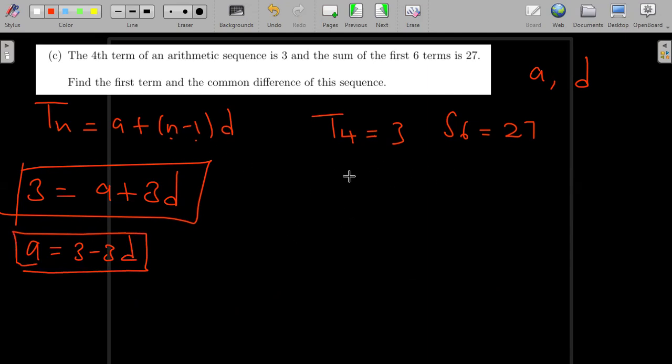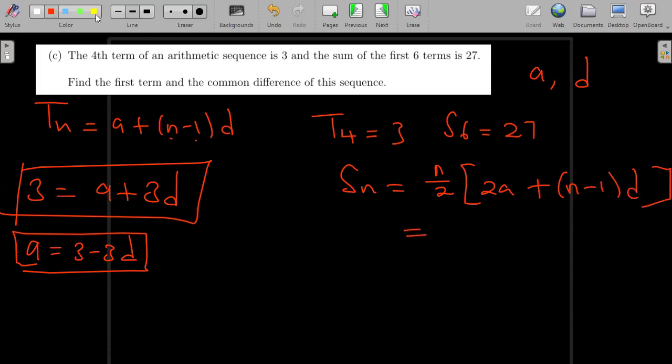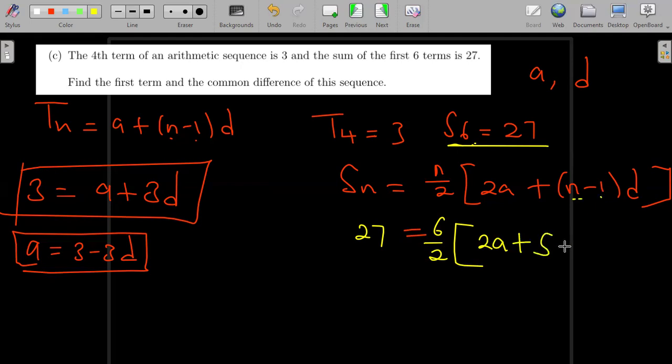And then let's go to the sum. So summation under arithmetic sequence is just n over 2, then 2a plus n minus 1, and then d. So this is what we have, right? Now we're told the sum of the first 6 terms, so I'm going to put 27. It means the n is 6. So this will be 6 over 2, and then this will be 2a. Here it will be 6 minus 1, so that will be 5 multiplied by d. So 5d. So this is what I have.